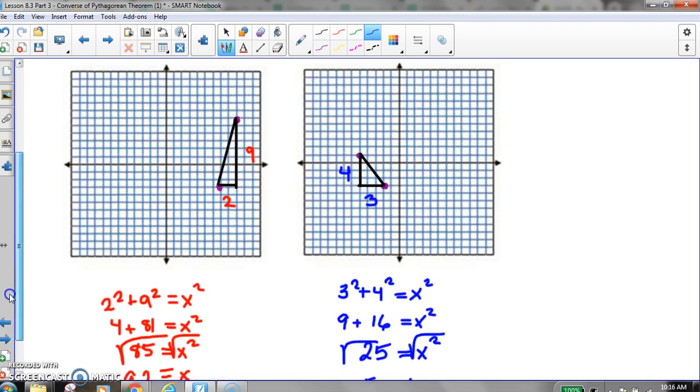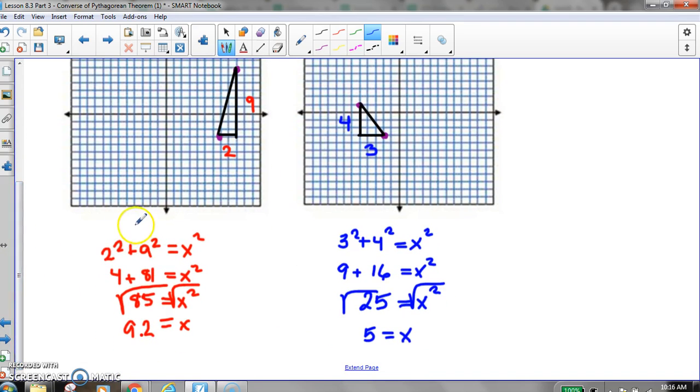So again, plugging in the Pythagorean theorem, on the first one, you got 2 squared plus 9 squared equals x squared. Solving and get an answer of approximately 9.2. On the other one, you've got 3 squared and 4 squared. That's set equal to x squared. Simplifying and solving down, you get an answer of x equals 5.